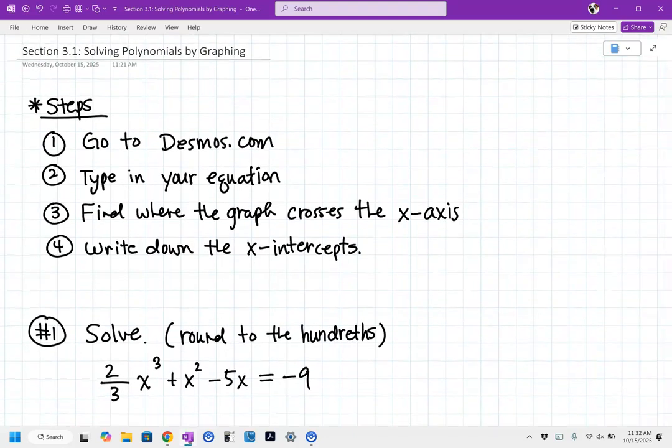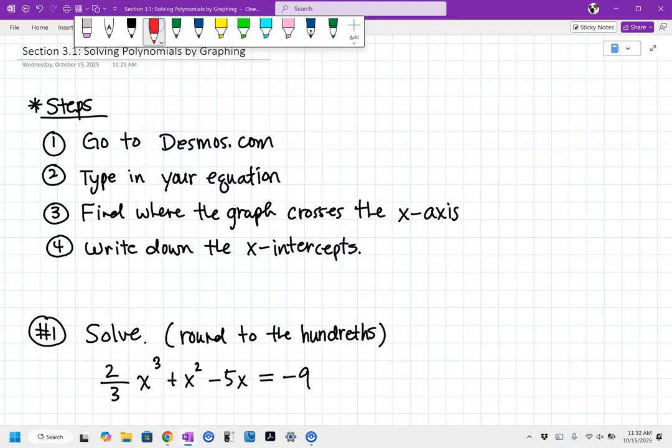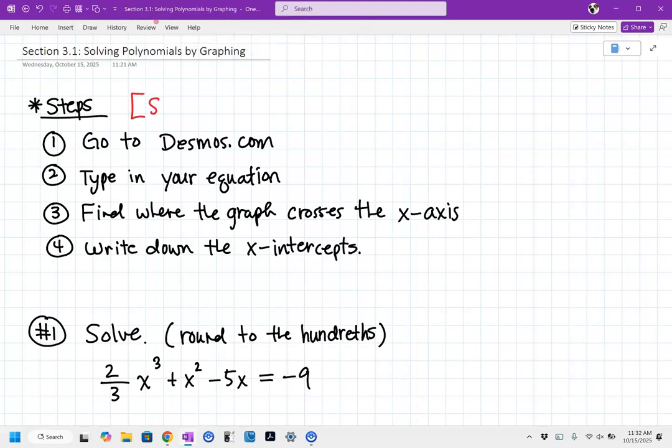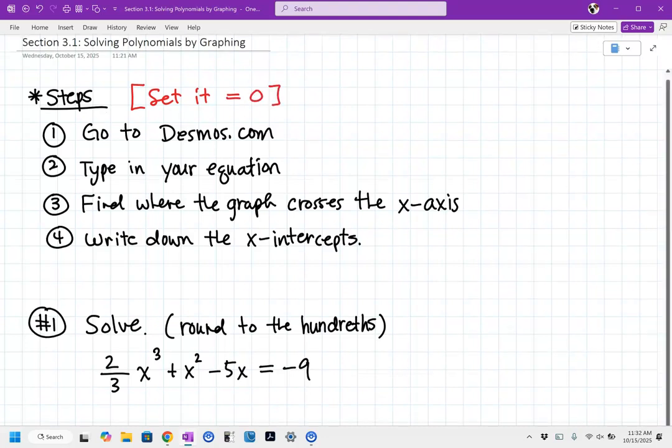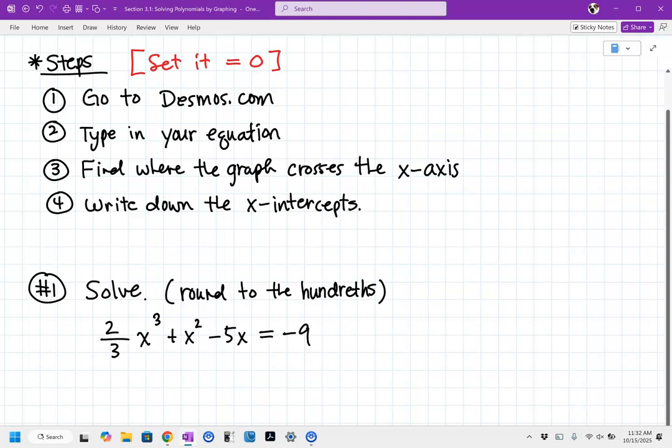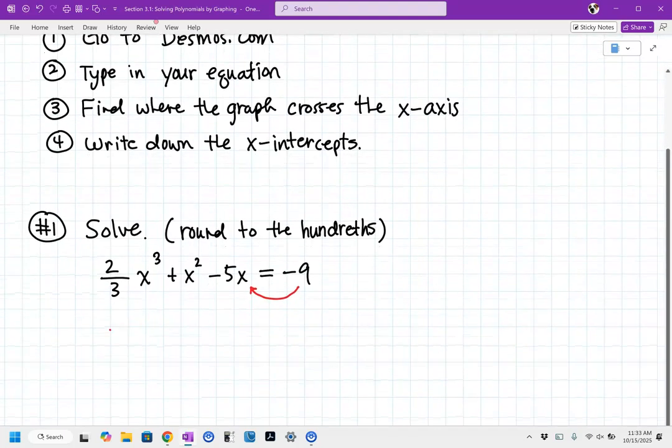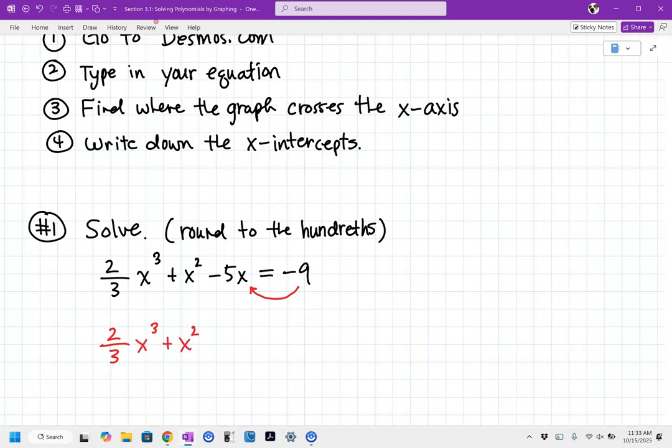Before you go to Desmos, I'm going to put it up here in red. Set it equal to 0. In other words, you see how mine says equals to 9 right now? The problem says 2/3 x cubed plus x squared minus 5x equals to negative 9. I'm going to move the negative 9 over. I want it to say equals 0. So 2/3 x cubed plus x squared minus 5x plus 9 equals 0.